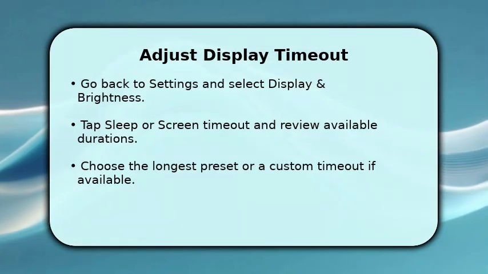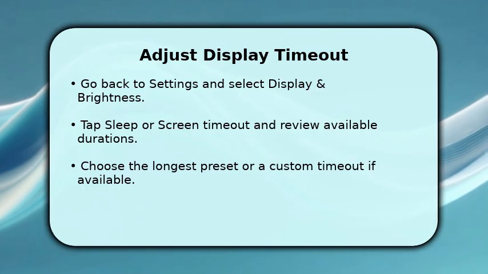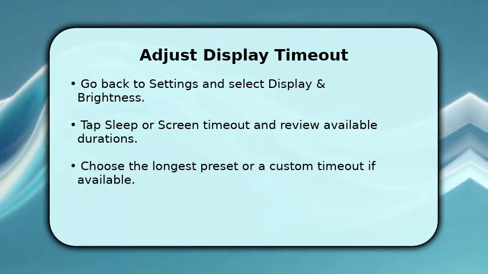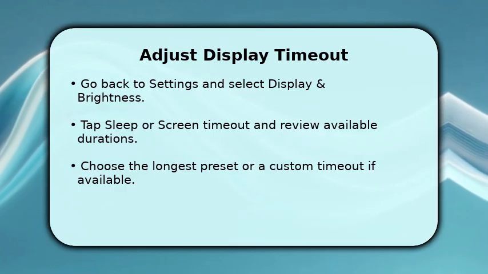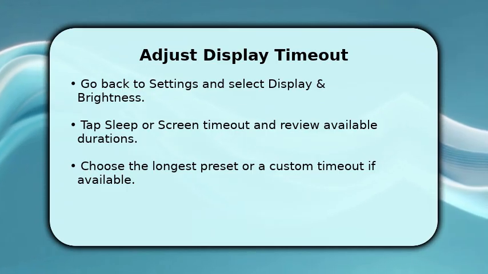Now navigate to display and brightness in settings so you can directly control screen sleep behavior. Tap sleep or screen timeout and you'll see a list of preset durations. Pick a longer duration like 5 or 10 minutes or the maximum preset your firmware offers.